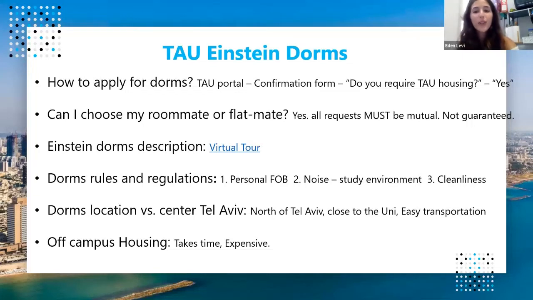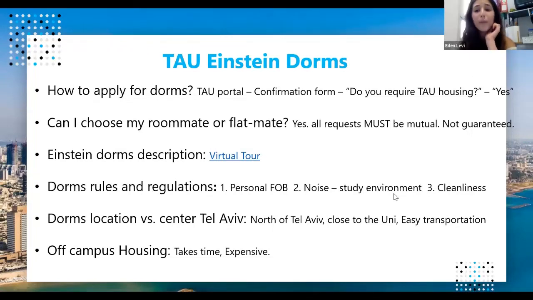So let's start with how to apply for dorms. During the confirmation process on the TAU portal, you will be required to submit a confirmation form, during which there is a question, do you require TAU housing? If so, you should choose yes. And the confirmation regarding whether you were accepted to the dorms or not will be during July 2020. You'll get an email back.